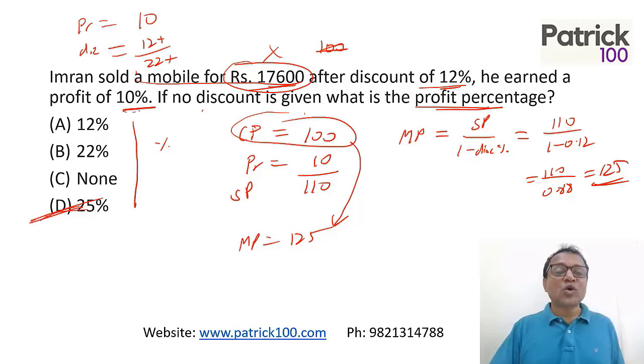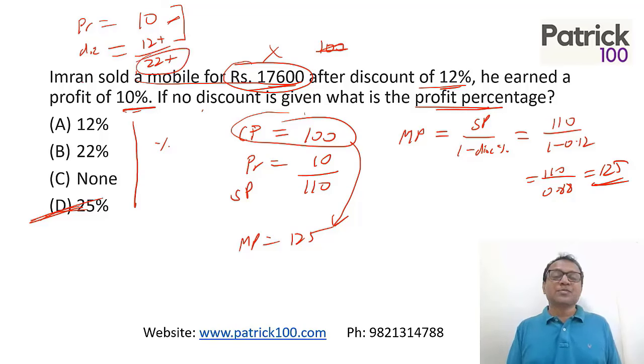Right? My profit is on cost price. I assume cost price is 100, so 10 profit. Discount will be on mark price. Mark price is more than 100, so discount will be more than 12. So overall profit in the second case will be both these put together, which is more than 22. Only one option. That's the answer.